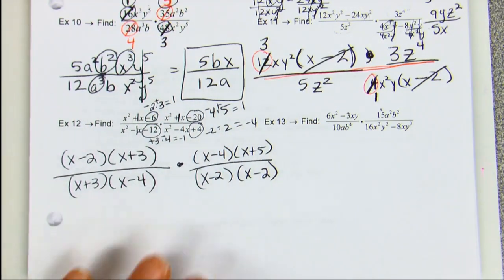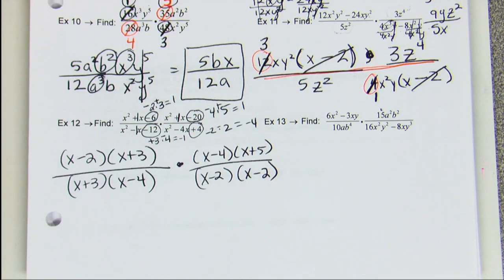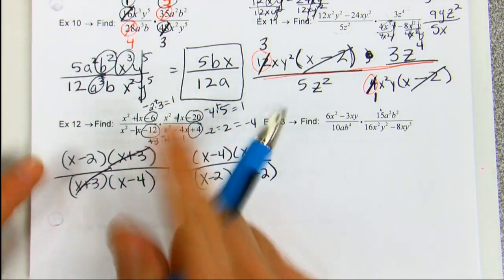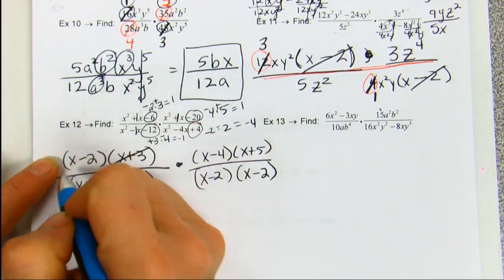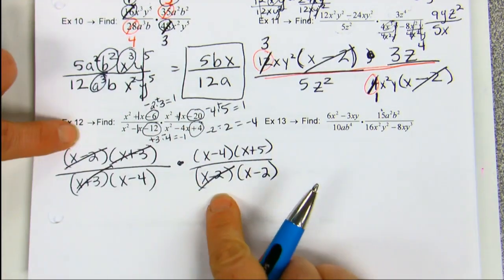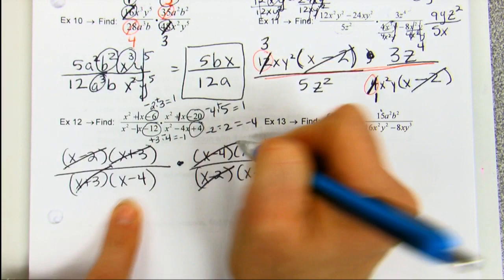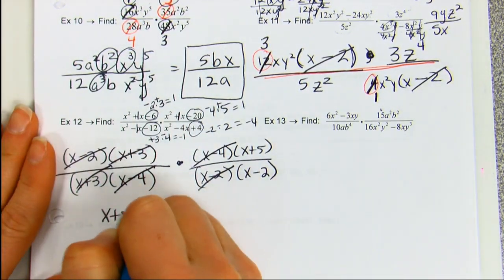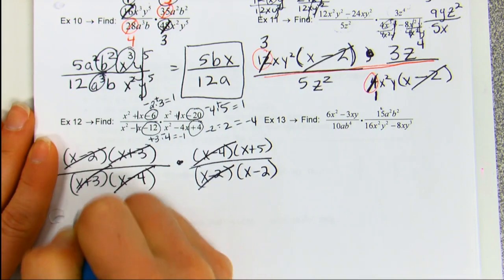So you will have to do like 4 factoring problems in that one problem. Then we can cancel out like factors. X plus 3's cancel, I notice. I usually work left to right to compare, but x minus 2 and that x minus 2 cancel. You can only cancel 1 to 1. I have an x minus 4 and an x minus 4 that cancel. And then I'm just left with an x plus 5 over an x minus 2.